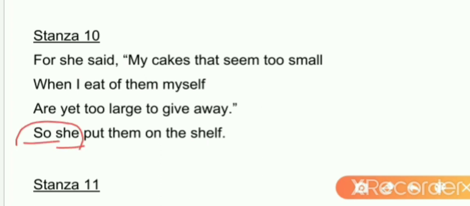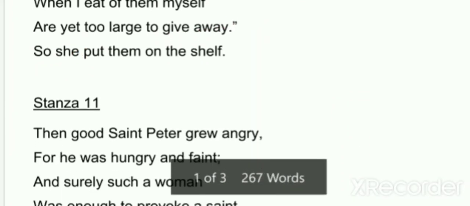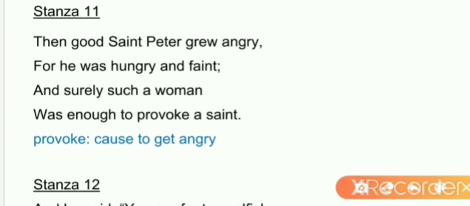Okay. Next poetic device used by the poet here is alliteration. Okay, alliteration means when the consonant sound in the beginning of two or more consecutive words is repeated, the poetic device becomes alliteration. Here you can see, so, she. The consonant sound s has been repeated. It means the poet has used the poetic device alliteration here. Let's move on to next stanza, stanza number 11.